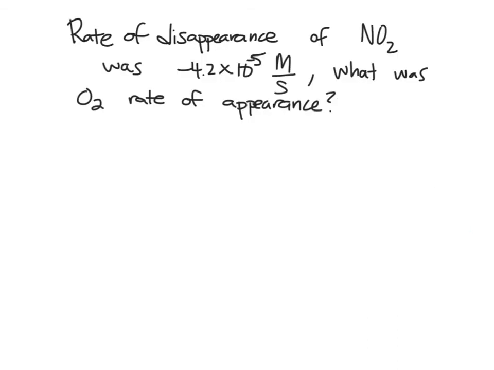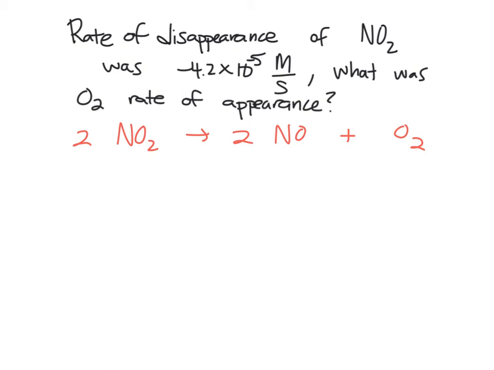Now we can use these relationships to answer simple questions about how one rate of a particular chemical in an equation is related to another. For example, using our previous example of 2 nitrogen dioxide molecules turning into 2 nitrogen monoxide plus 1 oxygen molecule. If the rate was negative 4.2 times 10 to the negative 5 molarity per second for the nitrogen dioxide, what was the rate of oxygen gas appearance?